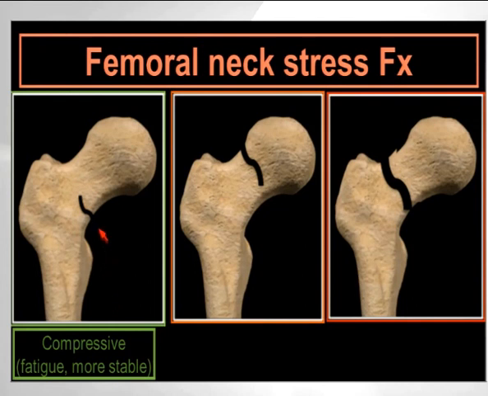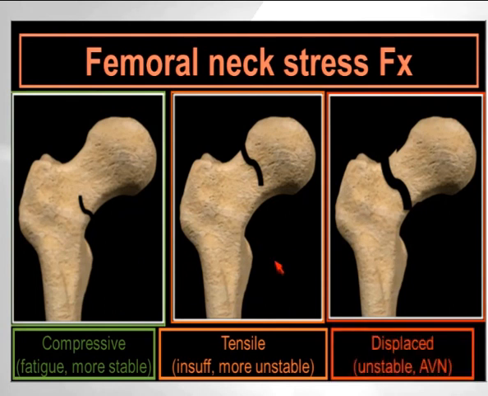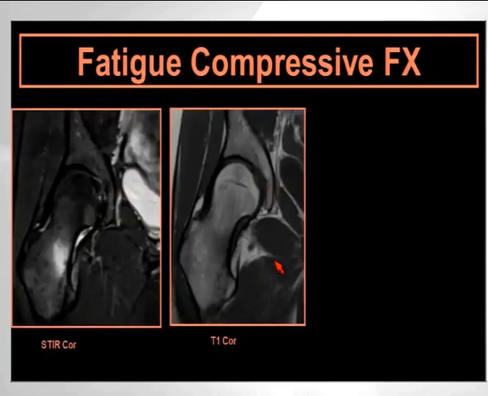It's quite important. So you can have a compressive fracture, which involves more the medial femoral neck, and that's considered stable. And then you have tensile, which involves more the superolateral cortex. This is actually a really bad fracture and has to be treated immediately because they tend to displace, just like this fracture. So this is displaced, unstable, and they are prone to develop AVN. So let's see the examples.